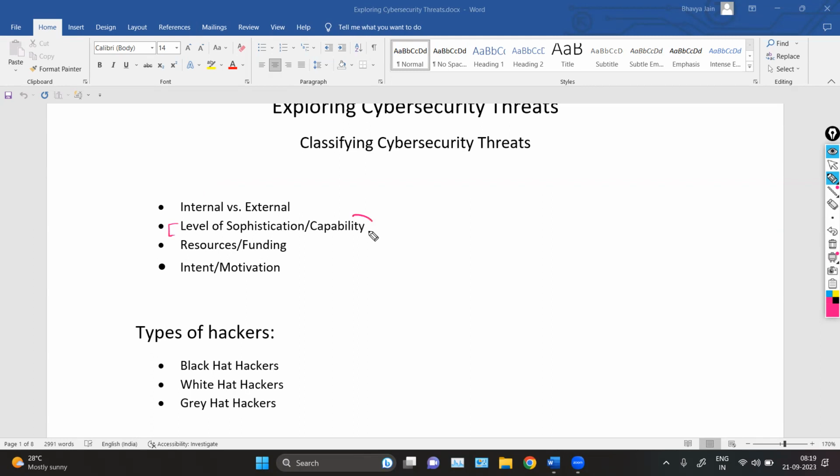Second thing is level of sophistication and capability. In this second part, we have to identify the level of the attack, or the impact of the attack on the particular company. That is, how high the attack is, what kind of technologies, tools, and methods the attacker used for attacking the company. That is the level of sophistication: the level and impact of the attack, and what methods, techniques, and tools the attacker used for the successful attack.